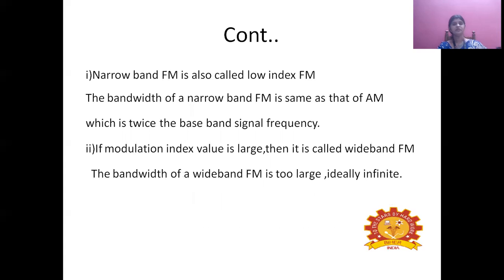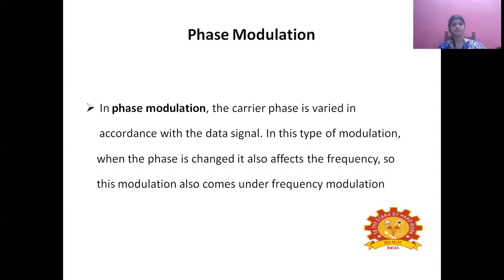So the narrowband FM is also called the low index FM. The bandwidth of the narrowband FM is the same as that of the amplitude modulation signal, which is twice the baseband signal frequency. If the modulation index is large, that is, greater than 10, it is called the wideband FM. The bandwidth of the wideband signal is too large, that is, it is ideally infinite. So an infinite number of bands are available in the case of the wideband FM.